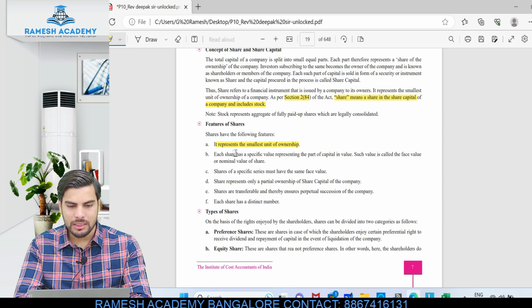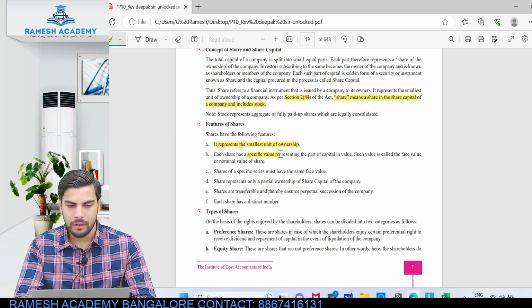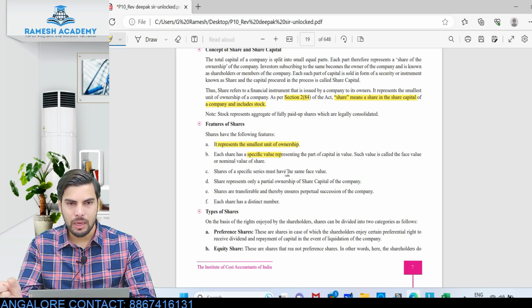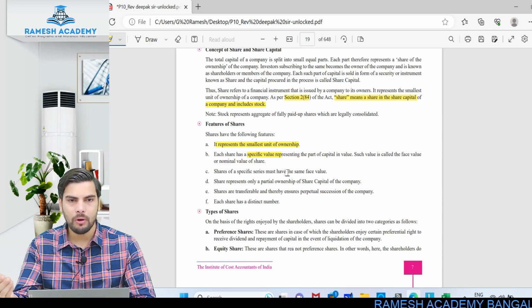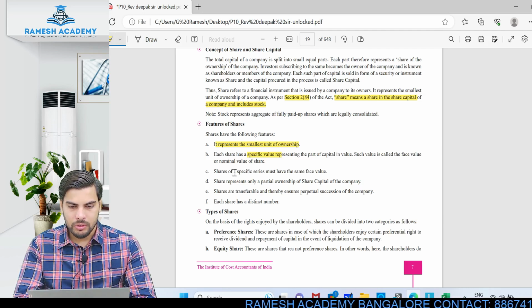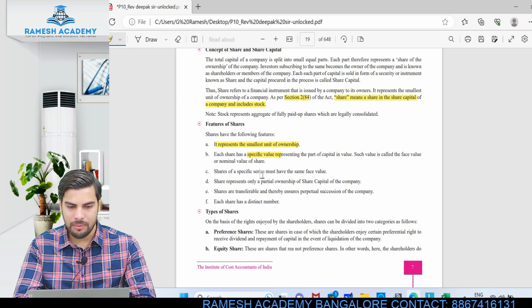Then the second feature is each share has a specific value. Okay, so it will be having a specific value. Shares of a specific series must have the same face value. Now it's not that the company should be issuing the same face value shares always. Let us say the company wants to raise some additional capital, additional funds. Initially the company issued the shares at 100 rupees. Subsequently the company can issue the shares at 120 or 130 also, depending upon the demand for this particular company's share in the market, or depending upon the market value. Clear? So shares of a specific series must have the same face value.